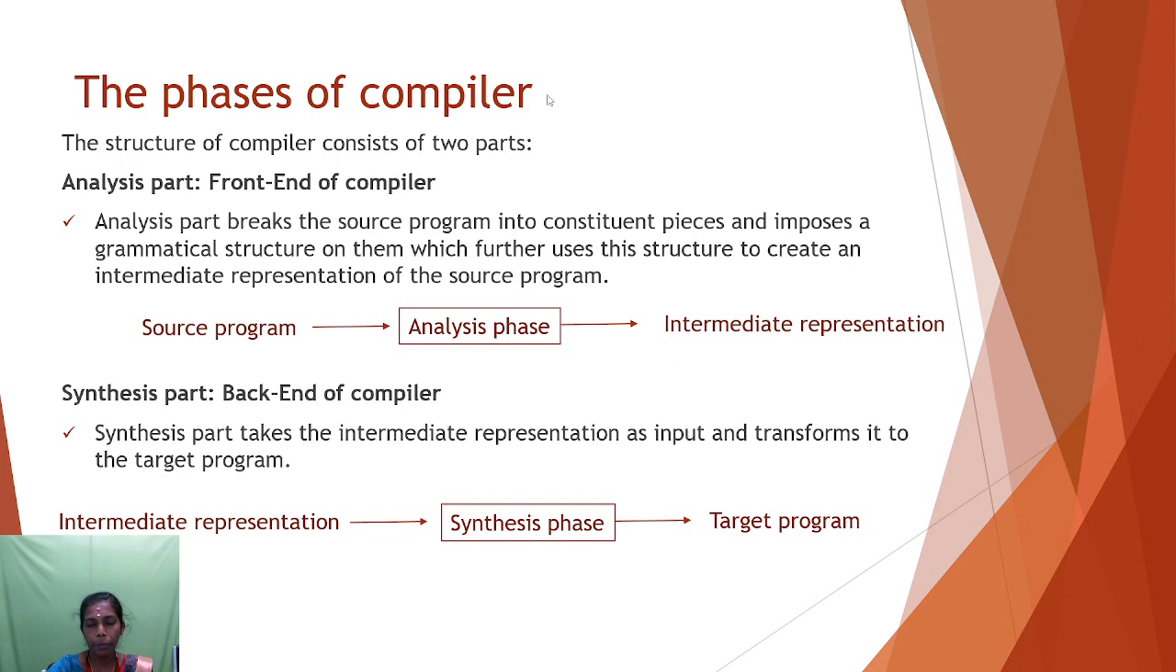So, the phases of a compiler. The phases of a compiler have two parts. The first one is analysis, the next one is the synthesis part. The analysis part converts the source program and gives output as an intermediate representation of the source code. The synthesis part converts the intermediate representation of the source code into the target program. So the analysis part is the front end of a compiler and the synthesis part is the back end of a compiler.